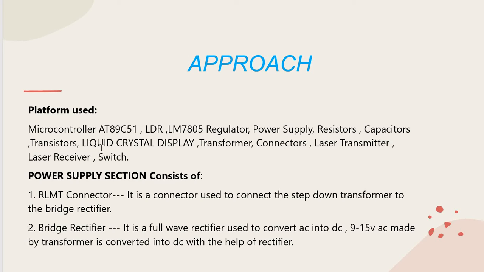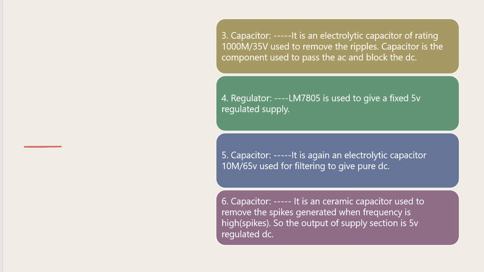The power supply section consists of a connector used to connect the step-down transformer to the bridge rectifier. The bridge rectifier is a full wave rectifier used to convert AC into DC. 9 to 15 volt AC made by the transformer is converted into DC with the help of the rectifier.